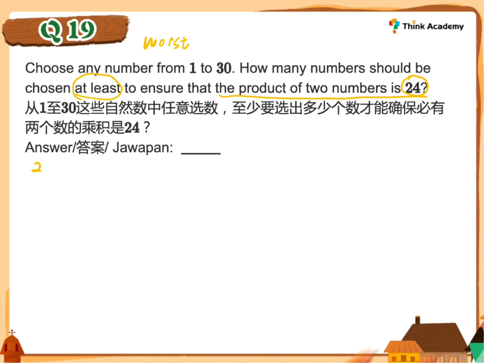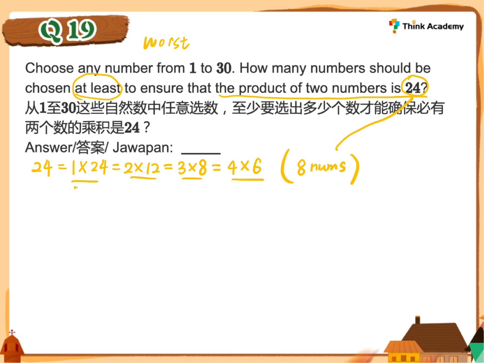Okay, so we know 24 equals 1 times 24 and 2 times 12 and 3 times 8 and then 4 times 6. Okay, so 1, 2, 3, 4, 4 pairs. Yeah, 4 pairs with product of 24, right? So now here are 8 numbers. 8 numbers are the factors of 24, right? If you want to find the product of two numbers, then you can choose this pair or this pair or this pair or this pair, whatever. Okay.